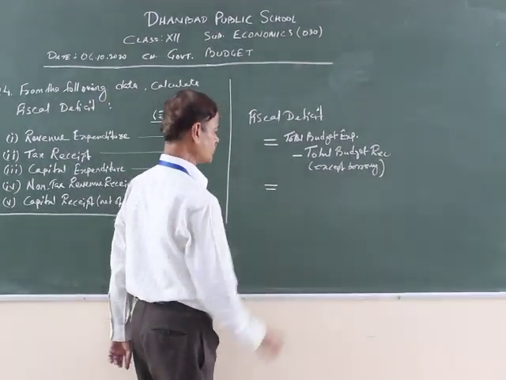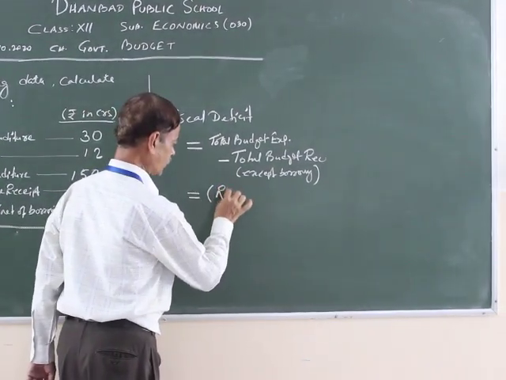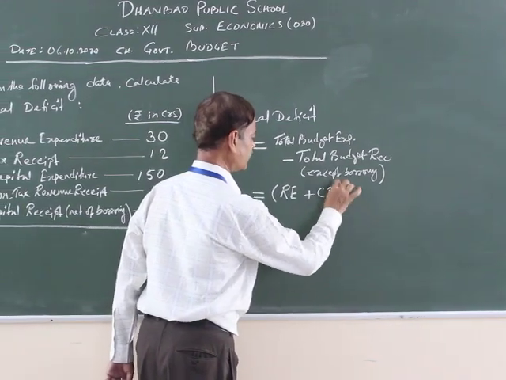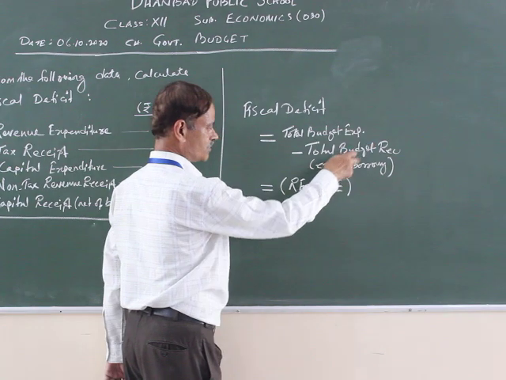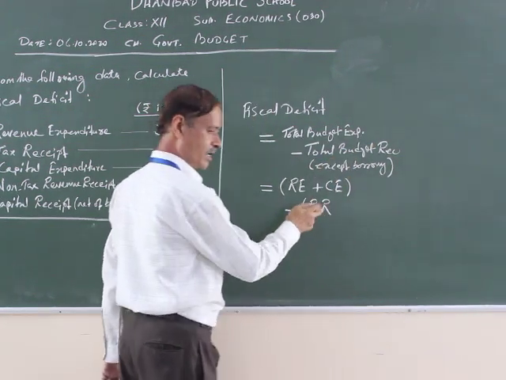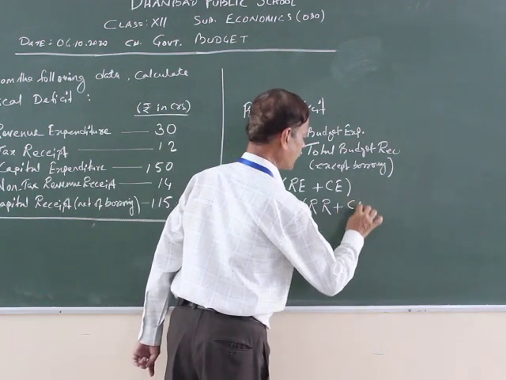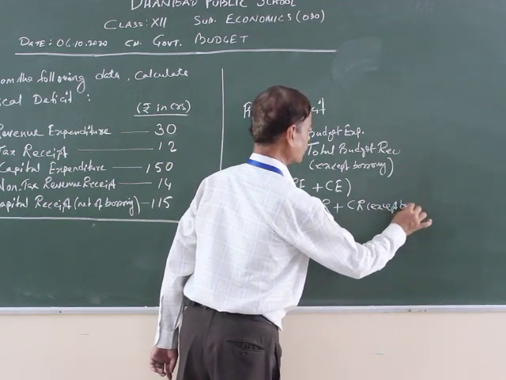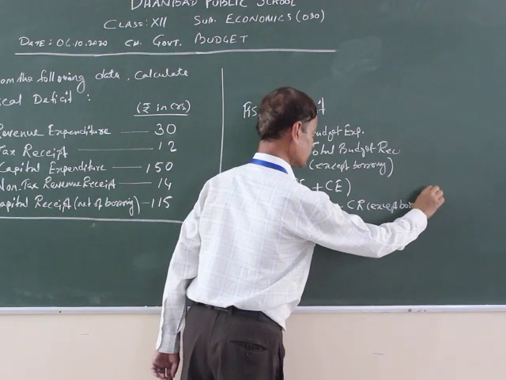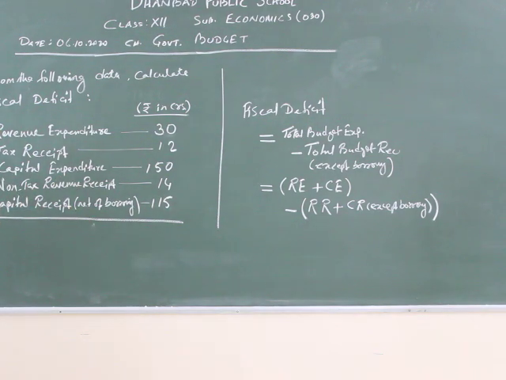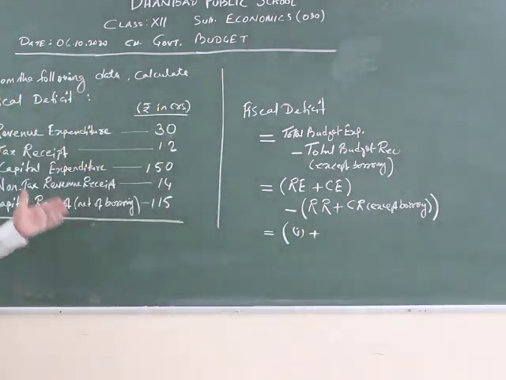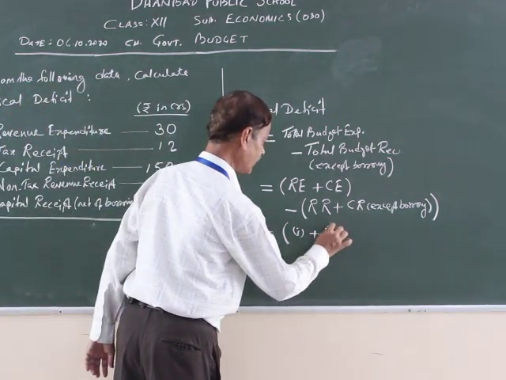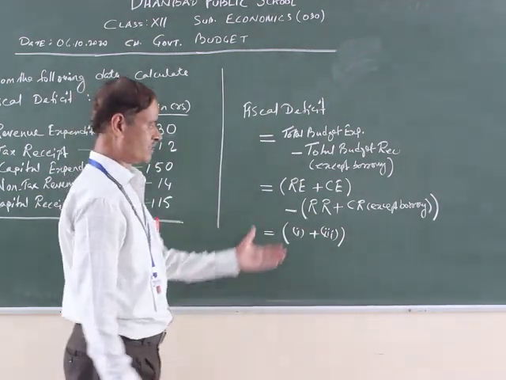Now, what about total budget expenditure? Total budget expenditure is equal to revenue expenditure plus capital expenditure, minus total budget receipt except borrowing, which is the sum of revenue receipt plus capital receipt except borrowing or net of borrowing. Now you see, revenue expenditure is given in item number 1. So it is equal to item number 1 plus, let us see whether capital expenditure is there or not. We go through the items. You see, the third item is capital expenditure. So here we have to add this third item, capital expenditure. These two together give us the total budget expenditure.